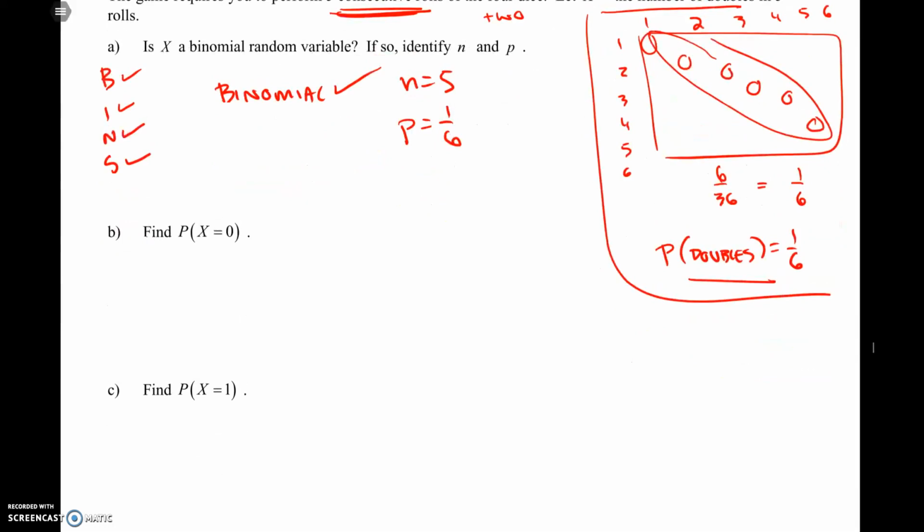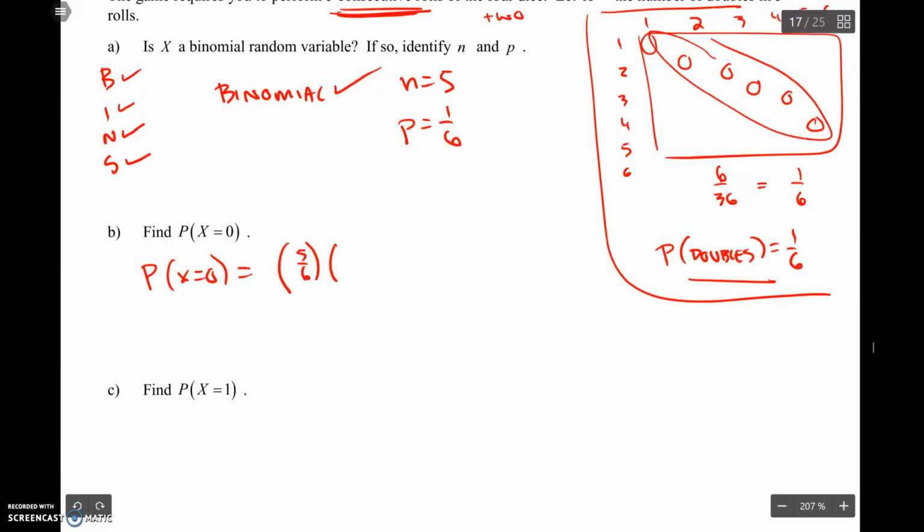Find the probability that x is equal to 0. So this is a probability that you get no doubles. Well, there's only one way to get no doubles. You have to not get a double on the first. That's 5 out of 6. You have to not get a double on the second. That's got to happen 5 times in a row.